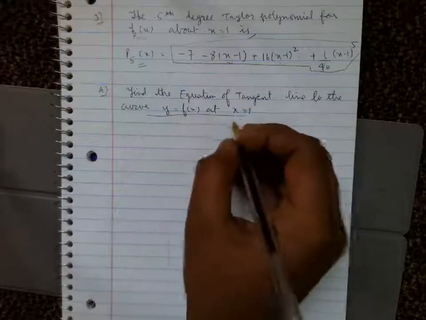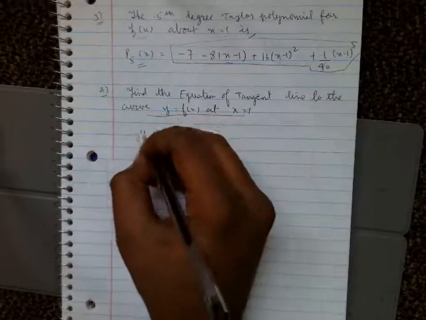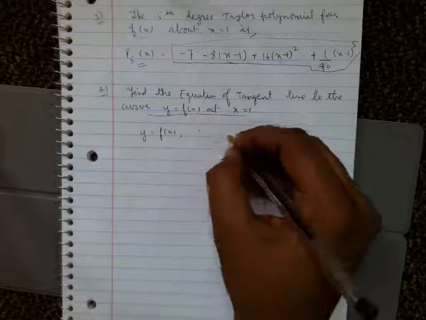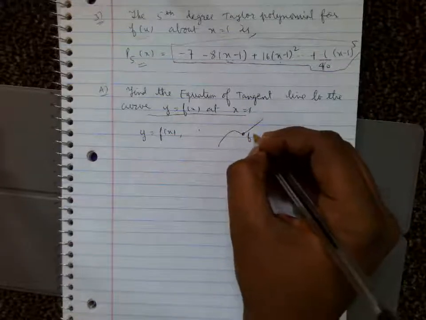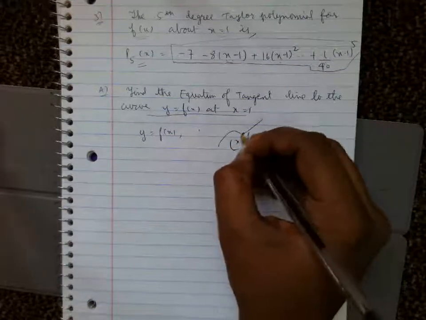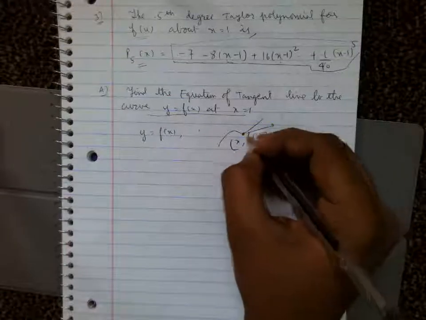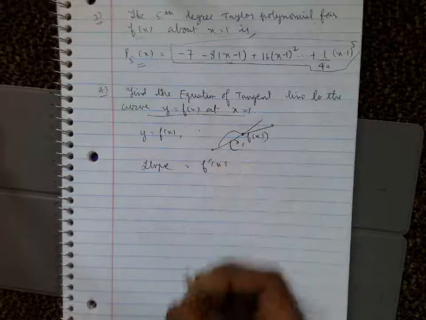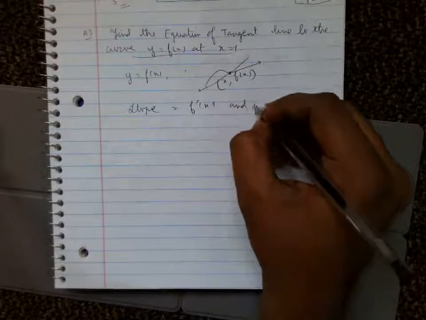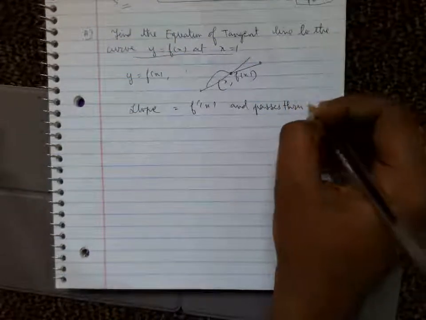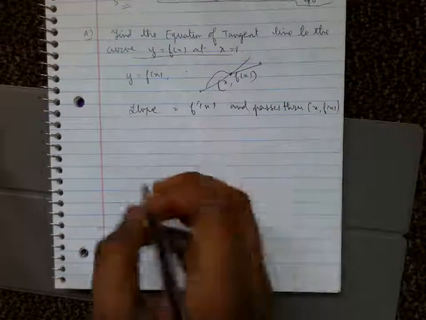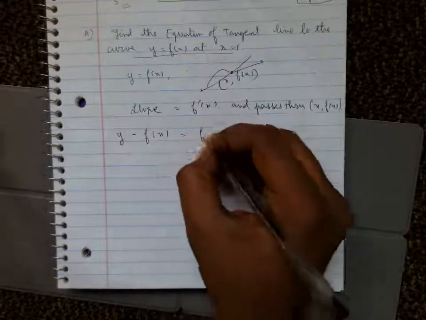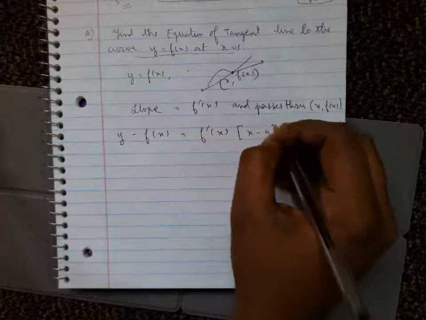So the equation of the tangent to y equals f of x can be written down as follows. This is some function f, and this is the point x comma f of x. We want to find the line whose slope is f prime of x and which passes through x comma f of x. So the equation of such a line is y minus f of x equals f prime of x times x minus a.